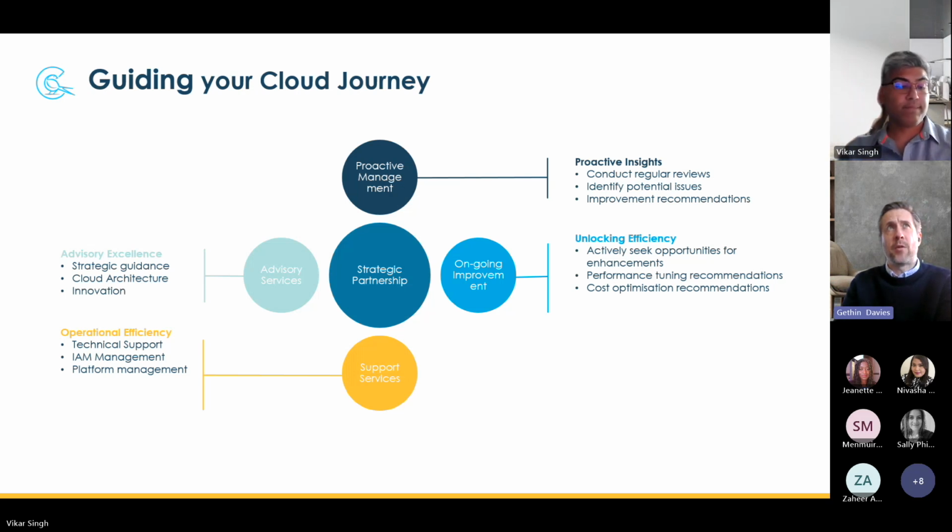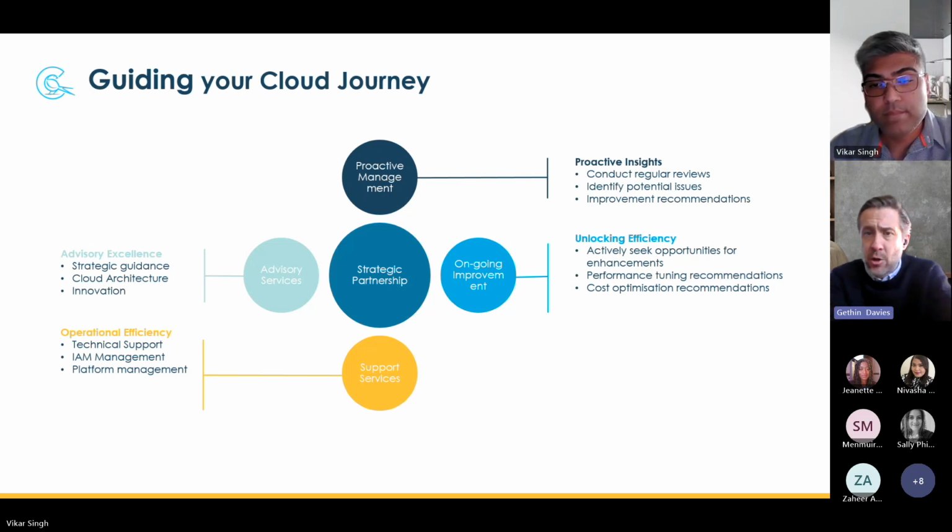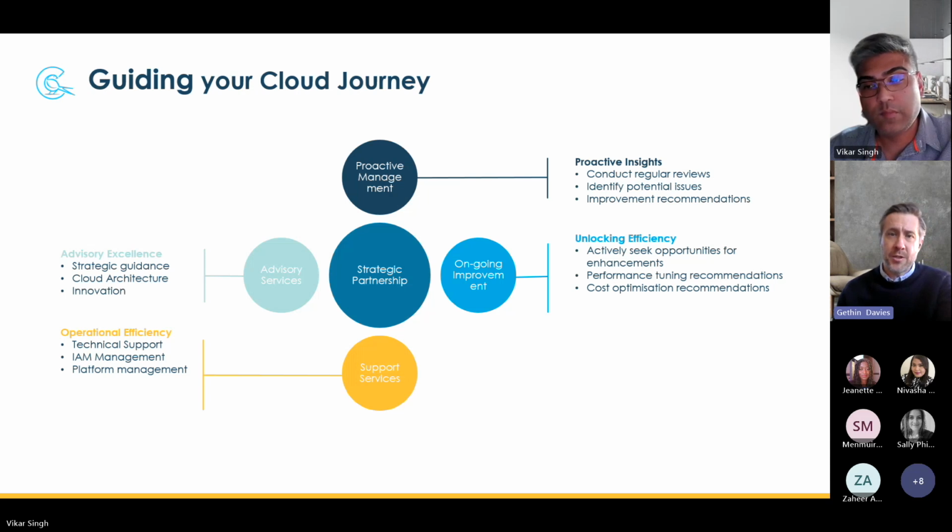On that note, we also host knowledge sharing sessions, and these are designed to empower your team with advanced troubleshooting skills and best practices. So overall, what we want to do through our ongoing support services is for you to focus on your core business while we take care of the Azure environment, ensuring it remains, like we said, efficient, secure, and aligned with your strategic goals.